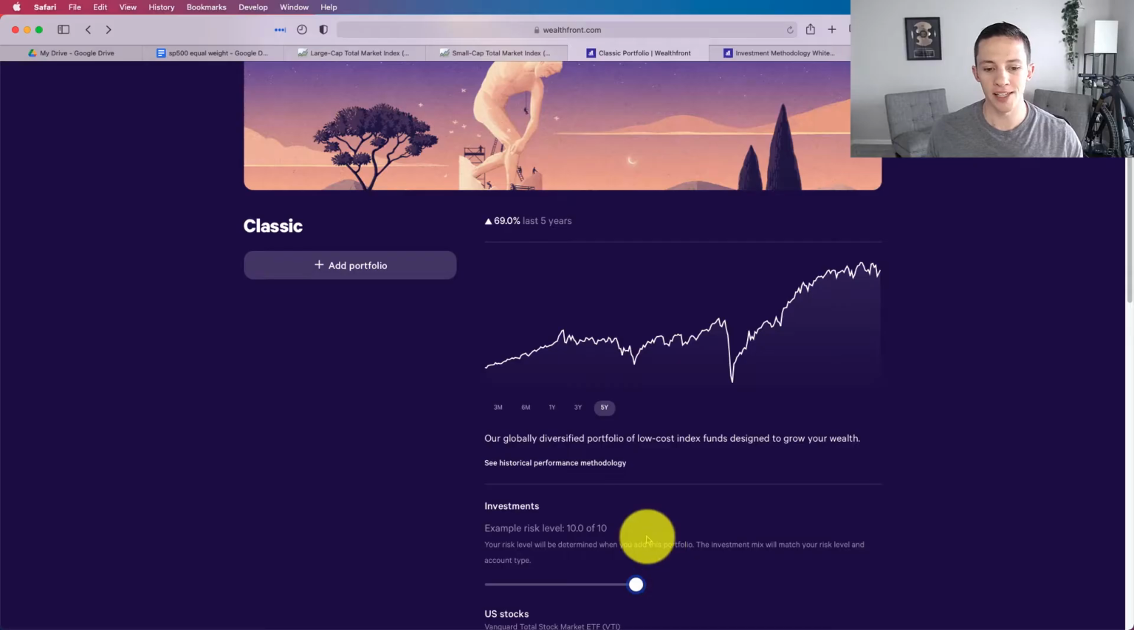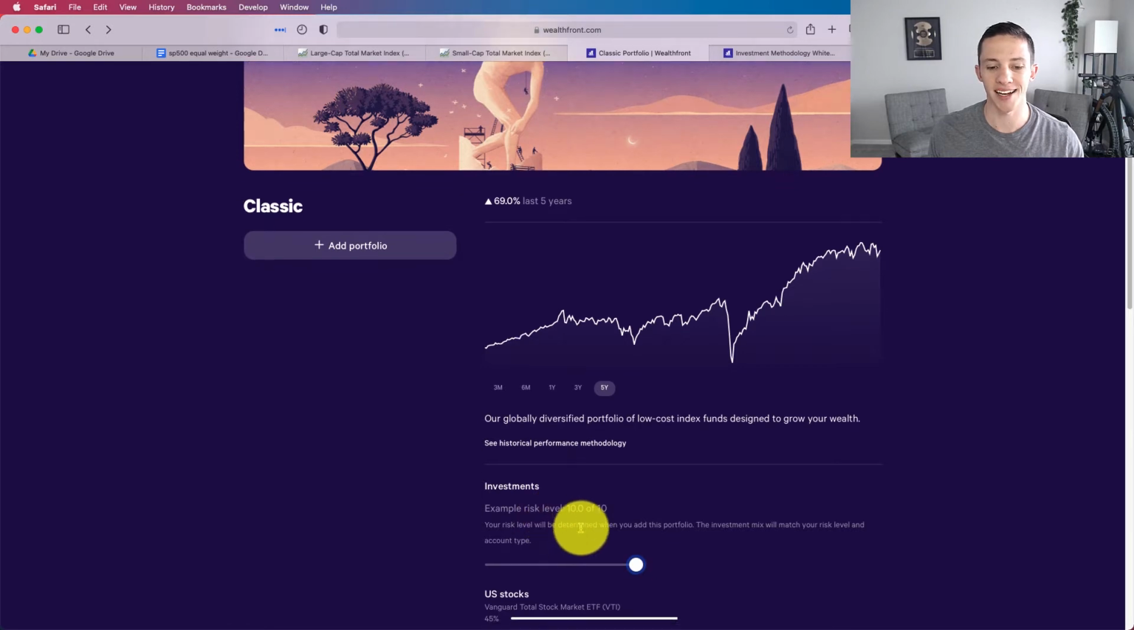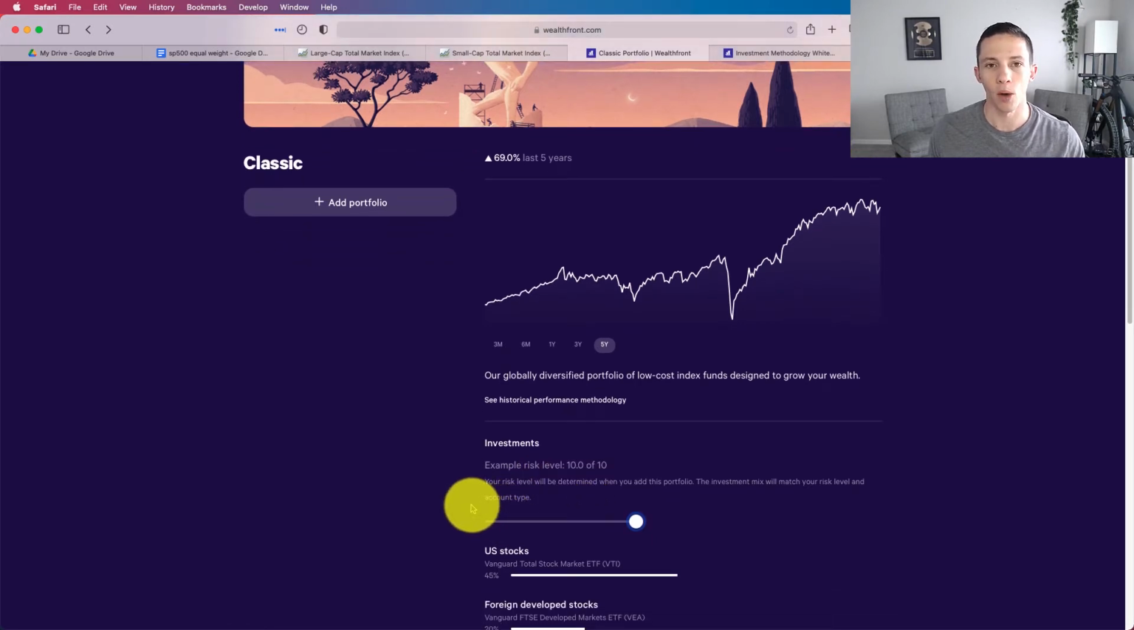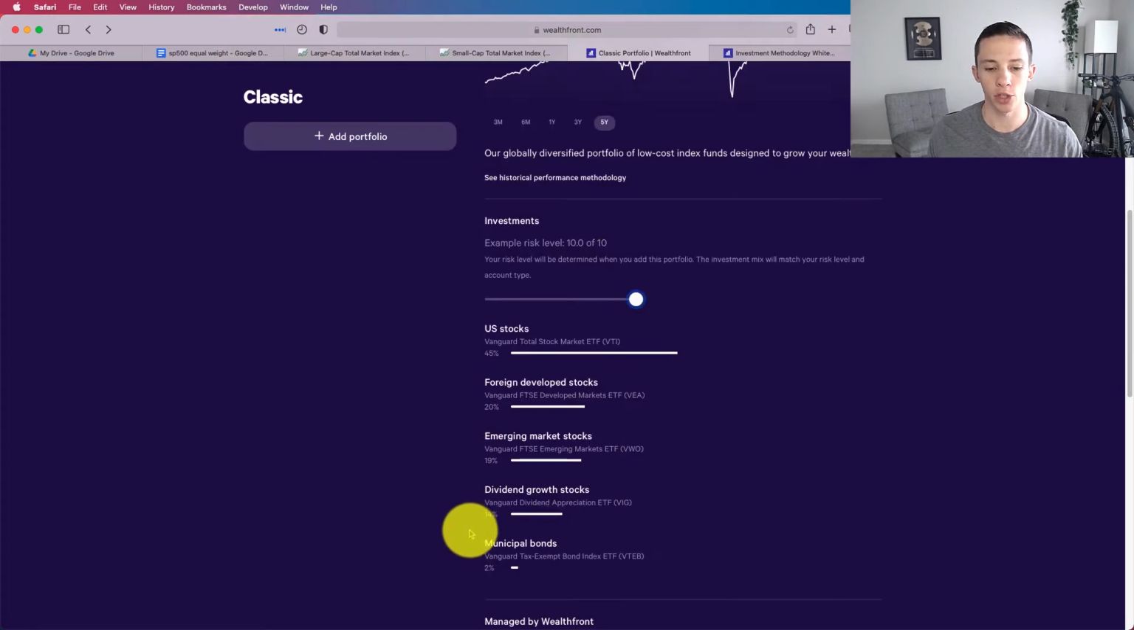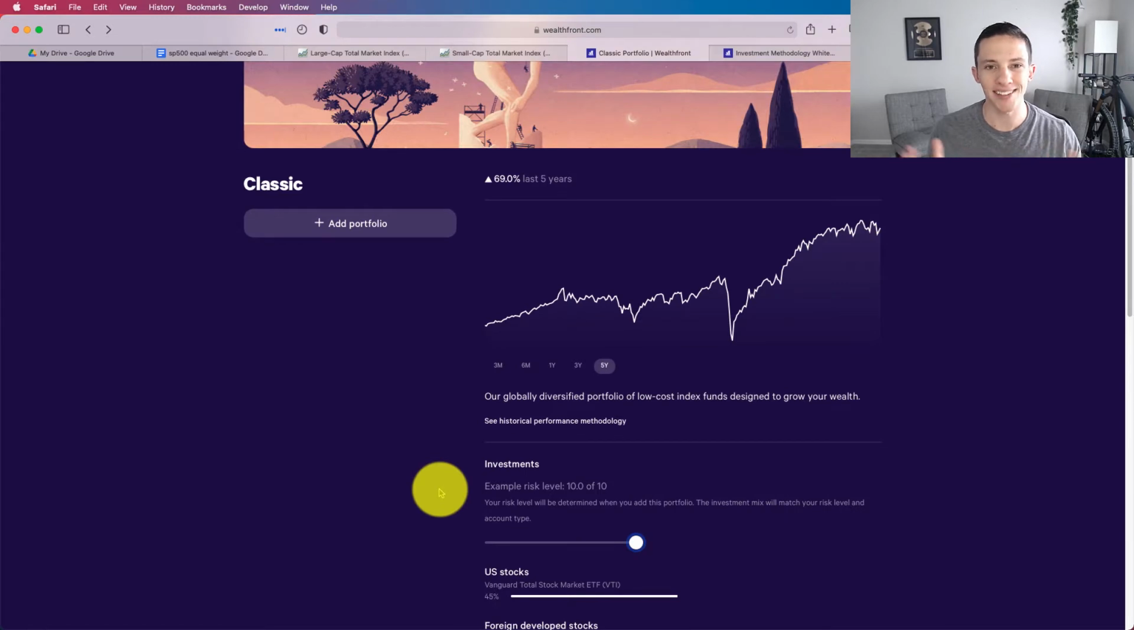Right? So here we can see Wealthfront's risk level 10 out of 10, which is basically 100% equities. And I say basically because they do have 2% allocated to muni bonds, but the way I see it, that is practically immaterial. Muni bonds really are not contributing much to the risk or return of this portfolio. So I'm going to compare this to a 100% equity portfolio and refer to this as 100% equities. Although technically, do note, to be technically correct, there is 2% allocated to muni bonds.